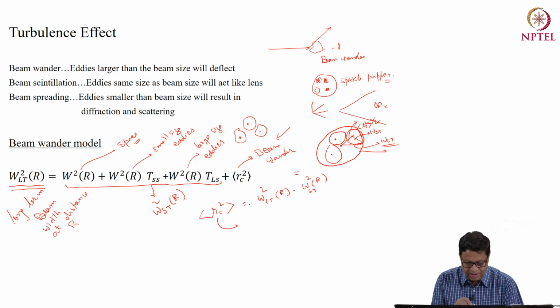Let me again explain this. You have the hotspot moving, and the centroid of the beam is also moving around its central position. Because of this, the long-term effect will be a bigger beam size or spot size of dimension W_LT, and this W_ST is for the smaller size because of the hot spots. This gives you the beam wander part, and the whole beam wander model can be modeled by this equation.